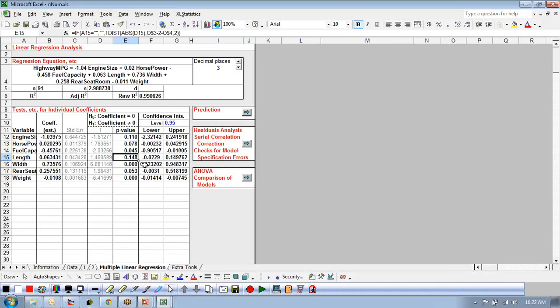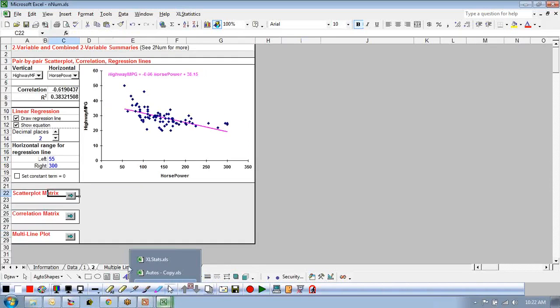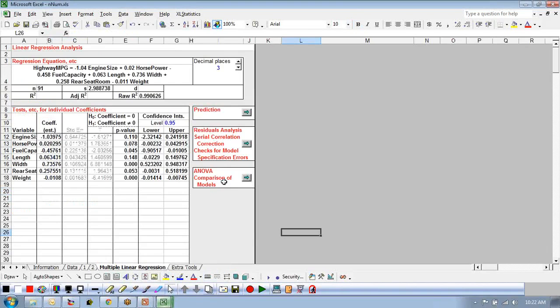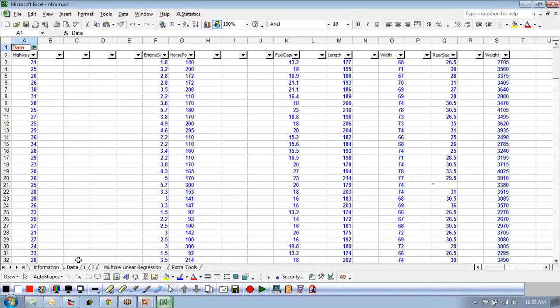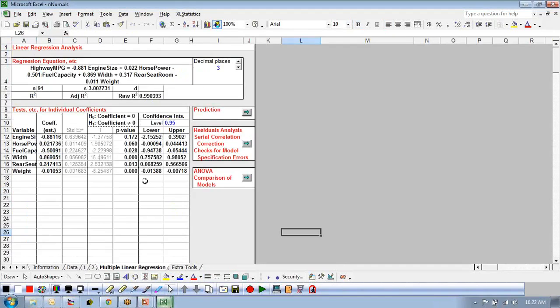Okay, so in this case, I'm going to take out length. So I'm not sure why I got that. There we go. I'm going to take out length from my model. If I take out length, then I get a slightly different model that does not include length.